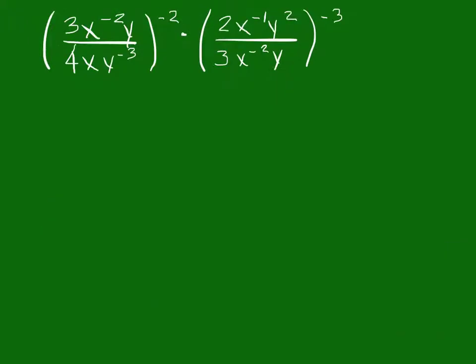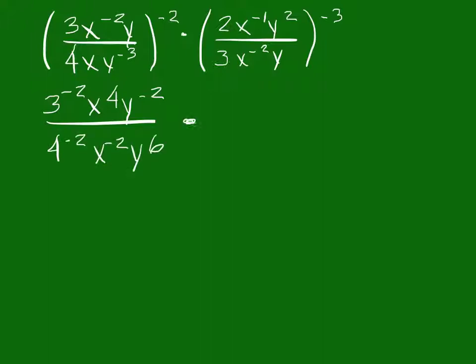On these types of problems where you have coefficients out on the x, you treat them the same as variables when you're multiplying through with the negative exponents. So if you start on the left-hand side and distribute this negative 2 through to every exponent in there, the exponent on the 3 is 1. So it would be 3 to the negative 2nd, x to the 4th, y to the negative 2nd, over 4 to the negative 2nd, x to the negative 2nd, y to the 6th.